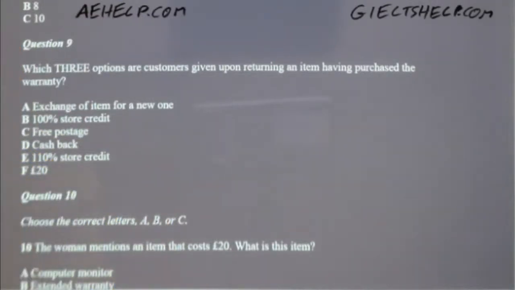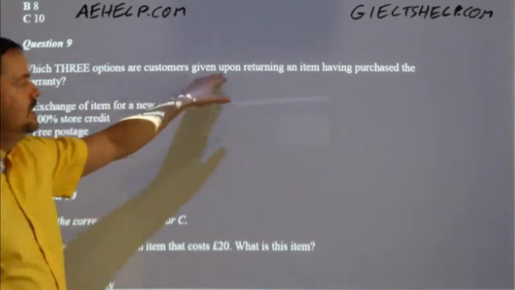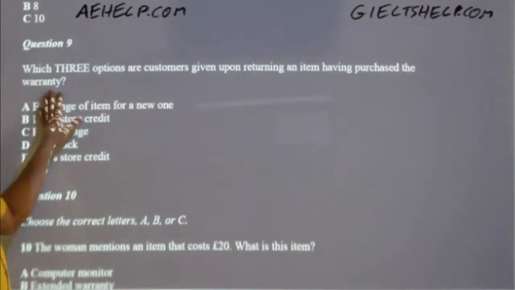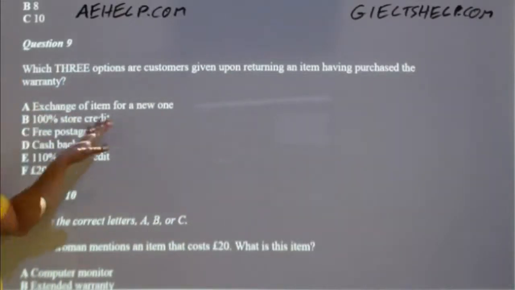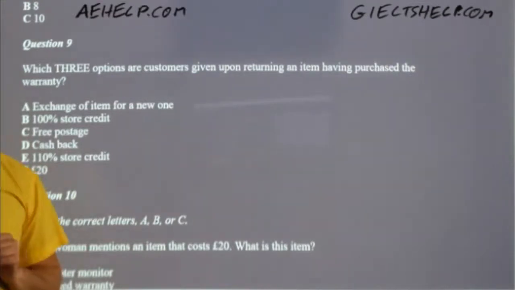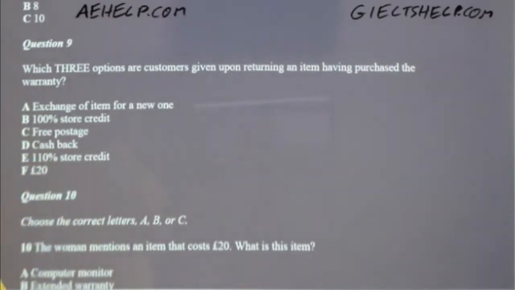All right, so here we go, students. Number 9, which 3 options are customers given upon returning an item having purchased the warranty? A, exchange of the item for a new one. B, 100% stored credit. C, free postage. D, cash back. E, 110% stored credit. Or F, 20 pounds. What are the answers? Now, the woman was quite clear here.